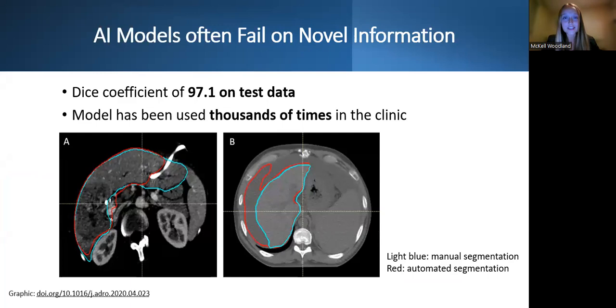AI models tend to struggle to generalize to information they did not see during training. An example in our lab is a liver segmentation model that performed very well on external validation, but failed on the introduction of novel information, such as a stent in A and ascites in B.